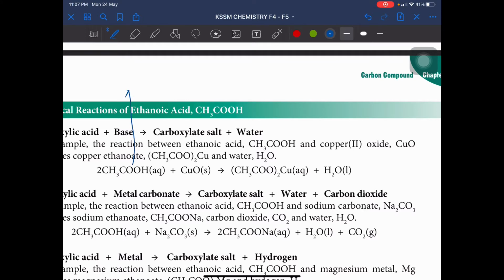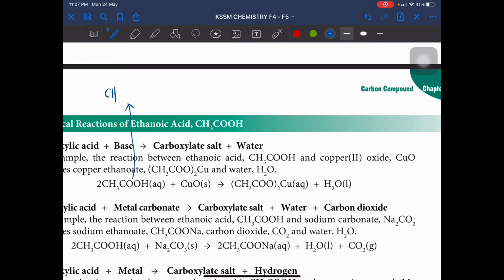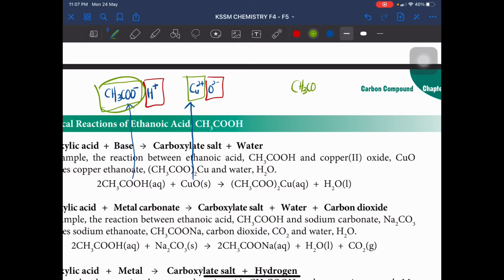So this one, if we ionize it, it will become CH3COO minus and also H plus. And this one, if we ionize, it will become Cu2 plus and O2 minus. So when we combine, we take the negative and the positive. Okay, so I will write the green one first. This will become CH3COO, okay, reacts with Cu2 plus. So these two will go here and then negative. That is why it becomes like this.